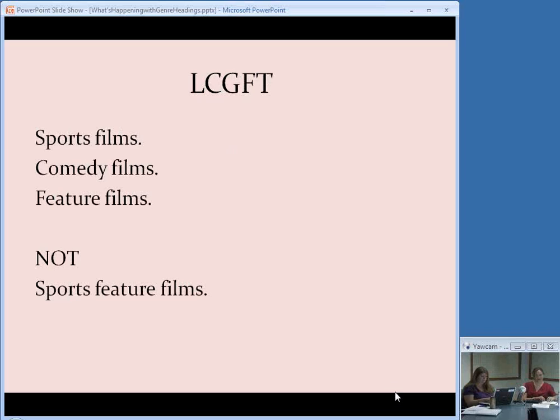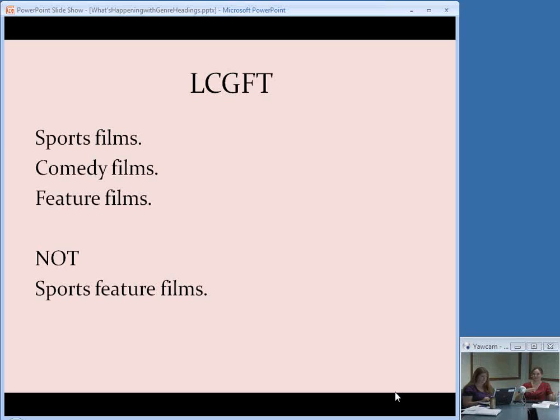On the other hand, the Library of Congress genre form terms are designed to be faceted. So if you had a feature-length film that was about sports and it also was a comedy, you would have 3 separate genre terms: sports films, comedy films, and feature films. You won't find things like sports feature films or comedy feature films, or things that combine more than one aspect together, because this makes for better sorting after the fact.